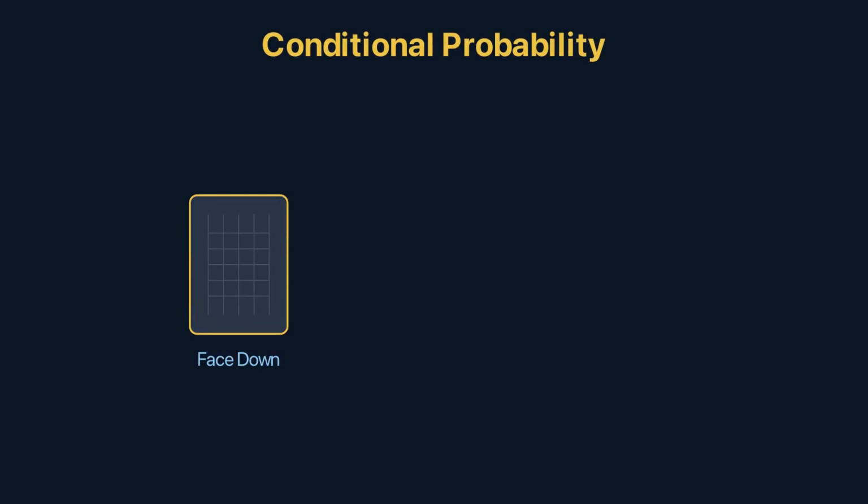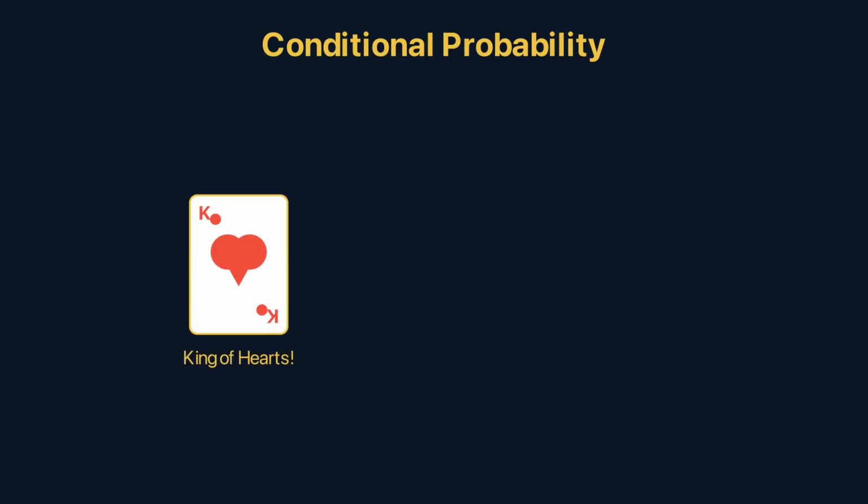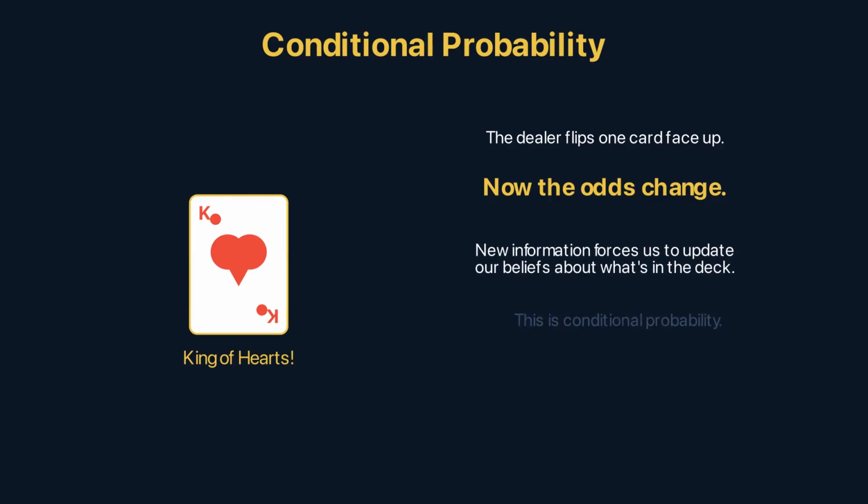The dealer flips one card face up. You see a king of hearts. Now the probability of the other cards changes. The face-up card gave you information. Conditional probability updates your beliefs based on what you've observed.